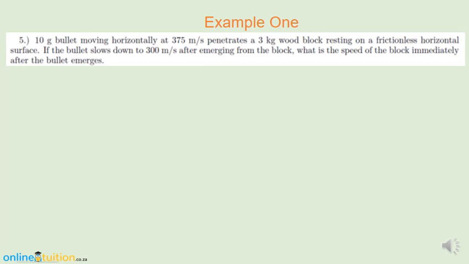Okay, what have we here? A 10-gram bullet moving horizontally at 375 meters per second penetrates a 3 kg wood block resting on a frictionless horizontal surface. If the bullet slows down to 300 meters per second after emerging from the block, what is the speed of the block immediately after the collision? So, we could say before collision, what's really happening?